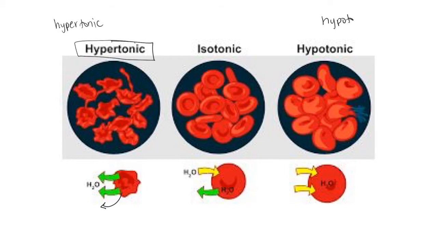Hypotonic is the exact opposite. This is when water moves from outside of the cell inside the cell, and it causes the cell to swell, and if it swells too much, that cell can even explode. And I like to remember that hypo kind of looks like hippo, and hippos are really cute.